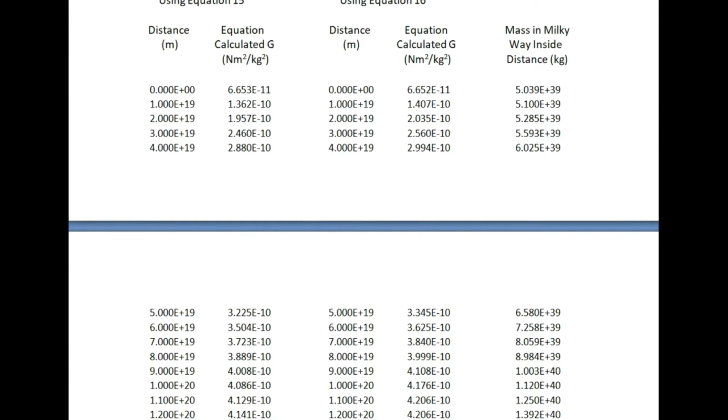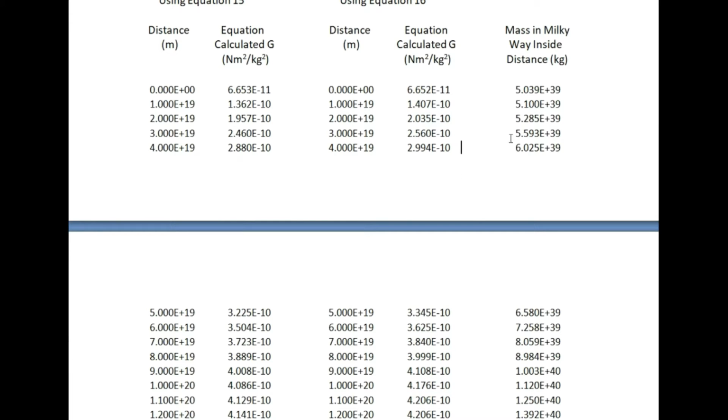With equation 15, the first two columns here, we choose the distance values, substitute them into equation 15, and equation 15 then generates these g values. Similarly, with equation 16, we choose the same distances, substitute them into equation 16, and that generates these g values.